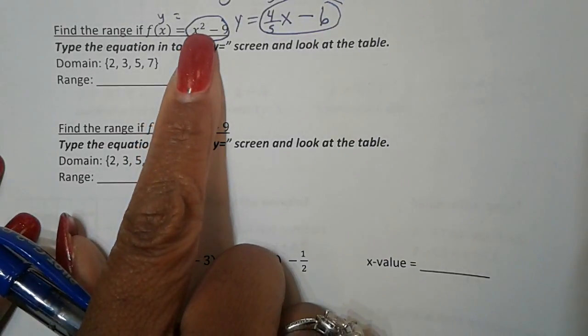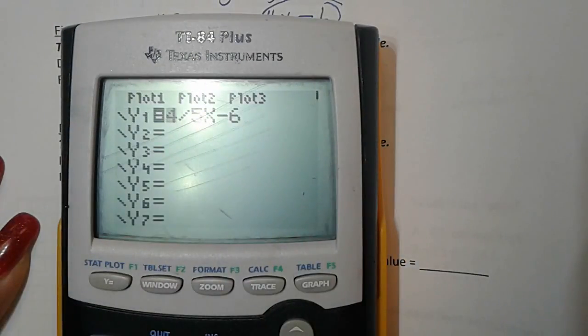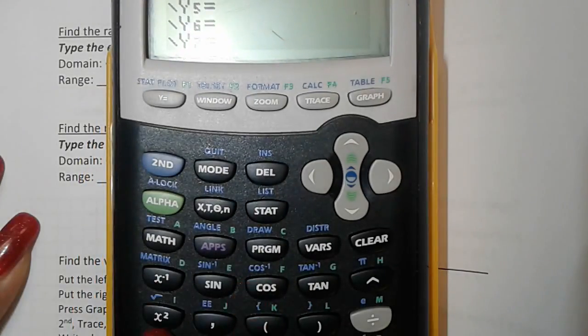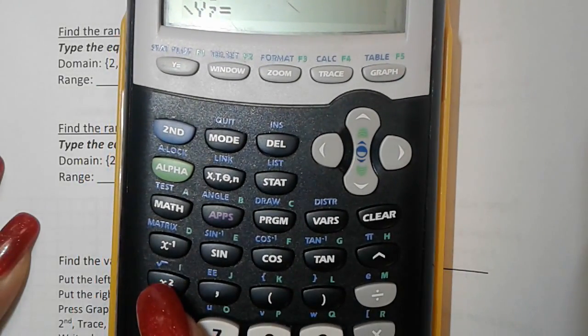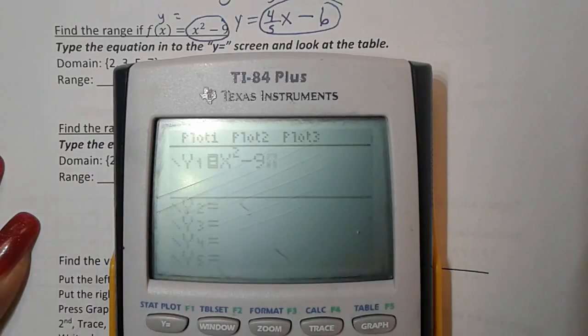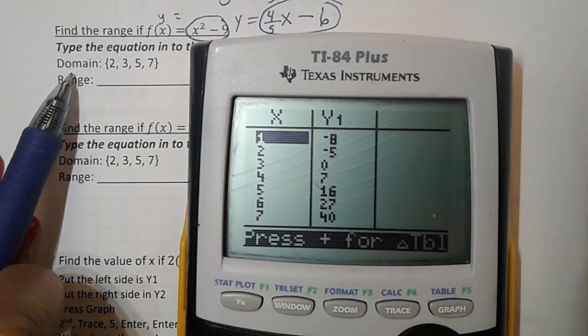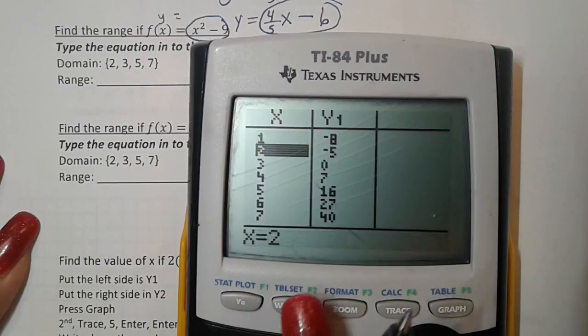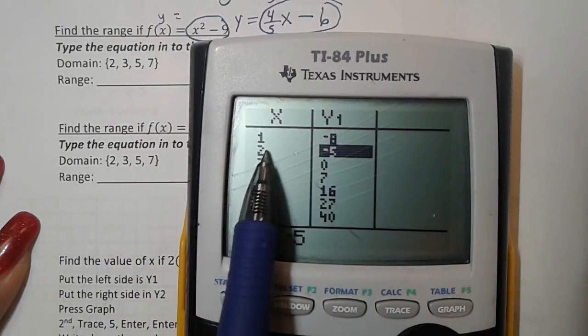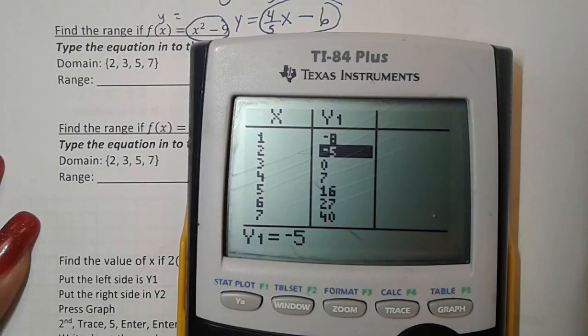This is a quadratic equation because it's squared. So what do I do? Type x, then we square it. Press this button here, guys, right here. Minus 9. Second graph. What do I know? I know the domain. It wants me to find the what? Range. So 2 gives me a range value of -5. Write that down.